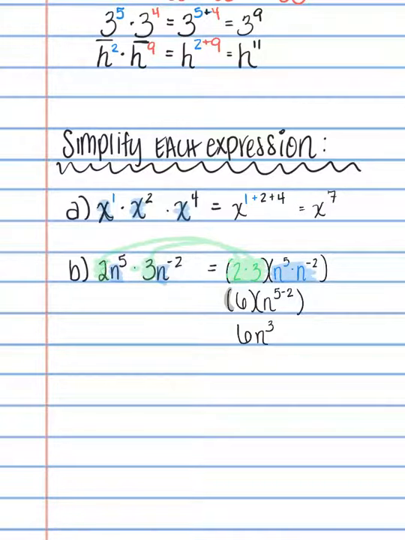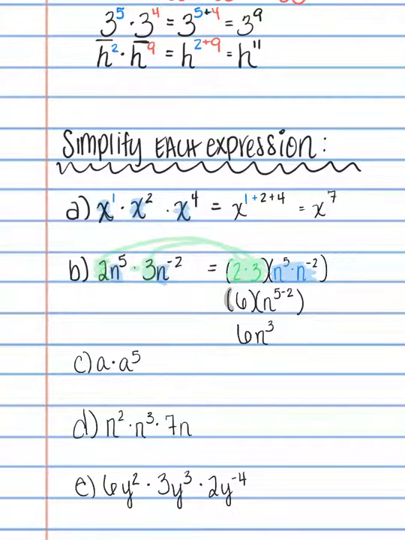Your turn. I would like you to try these. All right, I'd like you to write these problems down, C, D, and E, on your own paper. I would like you to try them. Remember that if your bases are the same, you simply add their exponents. If you have numbers out in front, you need to pull them out and multiply them separately, and then deal with your variables. Pause me, and let's see how you do.